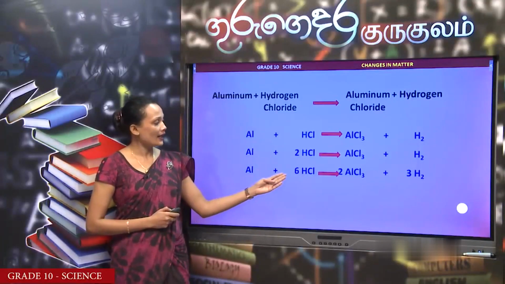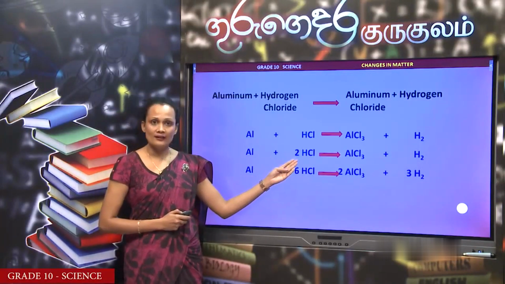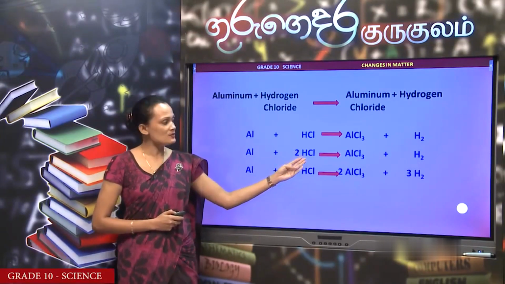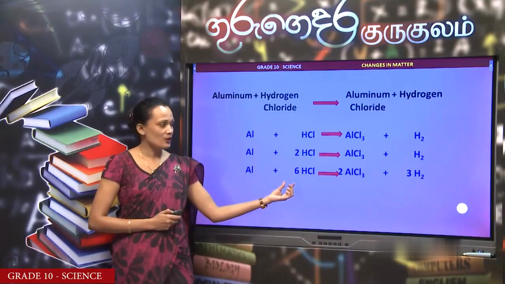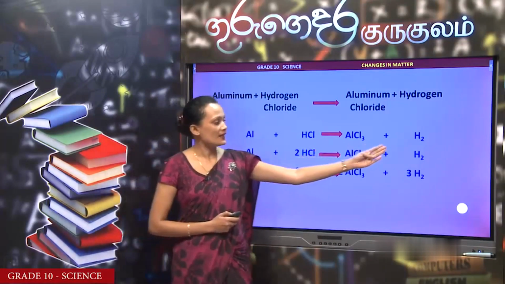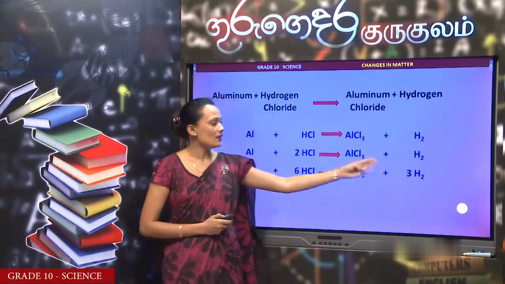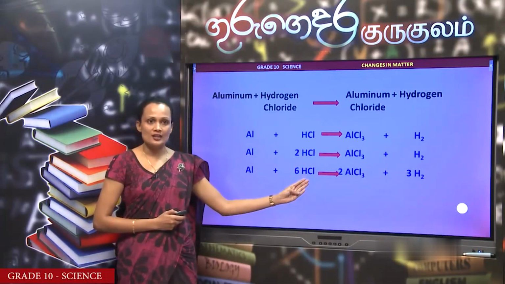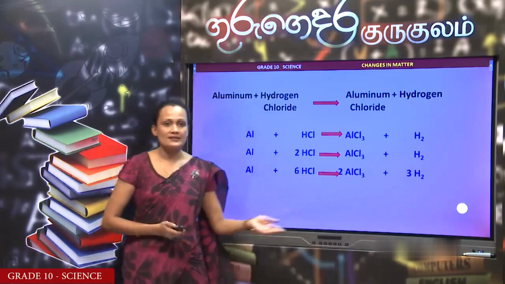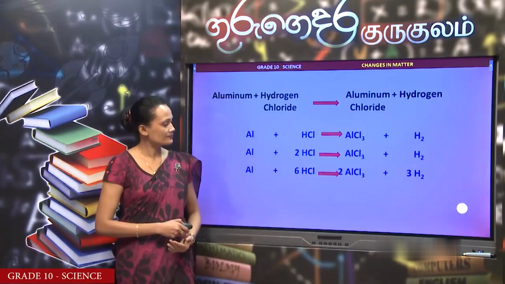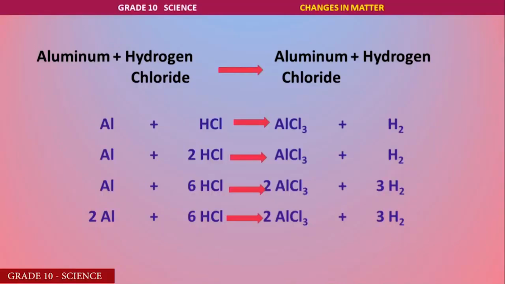But look at the hydrogen atoms. In the previous one, we discussed there are 2 hydrogen atoms and here 2 hydrogen atoms. But when we make it into 6, what happened? The hydrogen atoms are changed. Here it is 6. To make it 6, I am putting 3 in front of H2. Now you can see 6 hydrogen atoms as the reactants, 6 hydrogen atoms as the product. That means hydrogen atoms also balance. This is the balanced chemical equation for aluminium and hydrogen chloride.